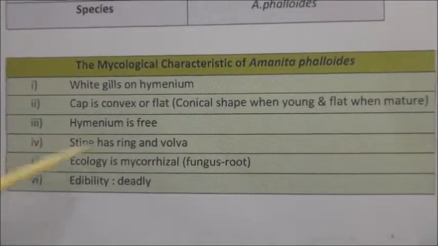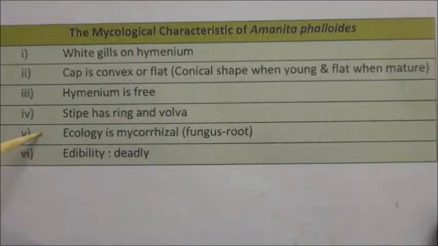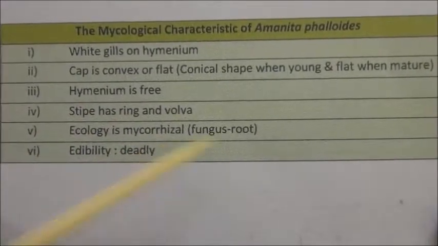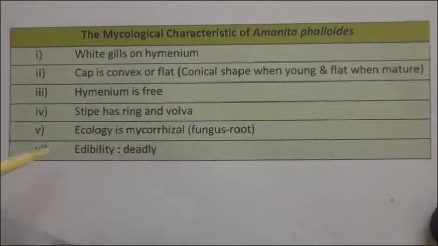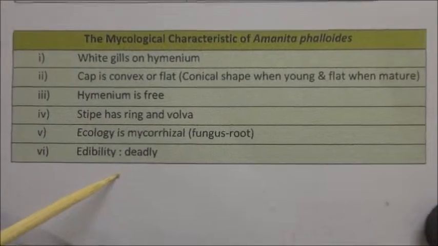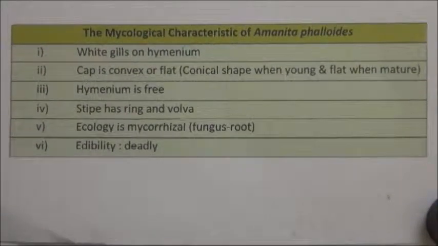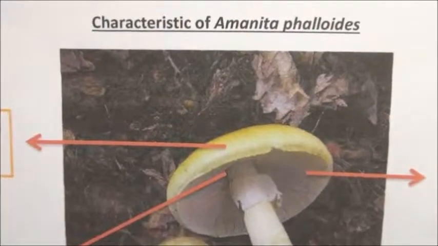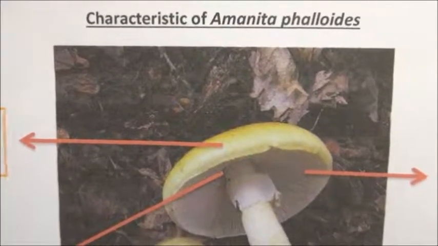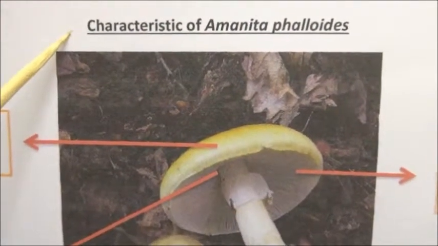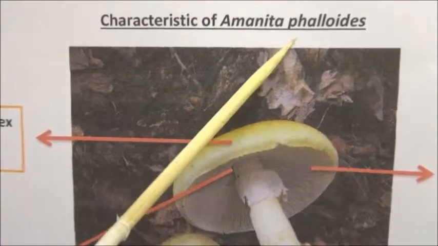Next, the stipe has a ring and volva. The ecology is mycorrhizal or fungus root. Last one, the edibility of this mushroom is deadly. Do you know what is hymenium? Okay, let's come together with me and I will explain the details about the characteristics of Amanita phalloides.